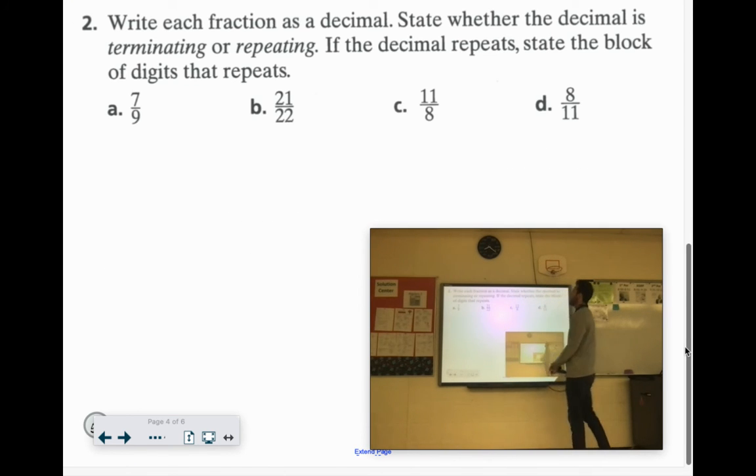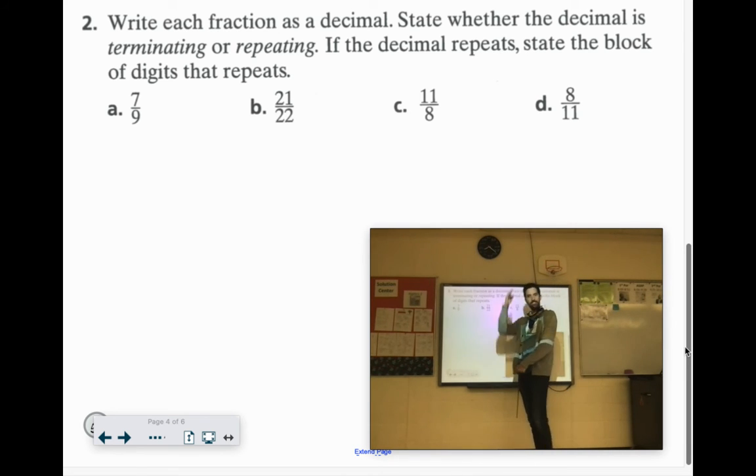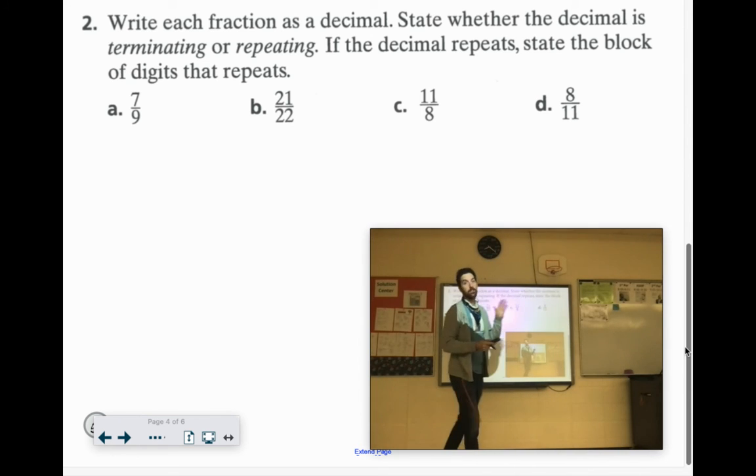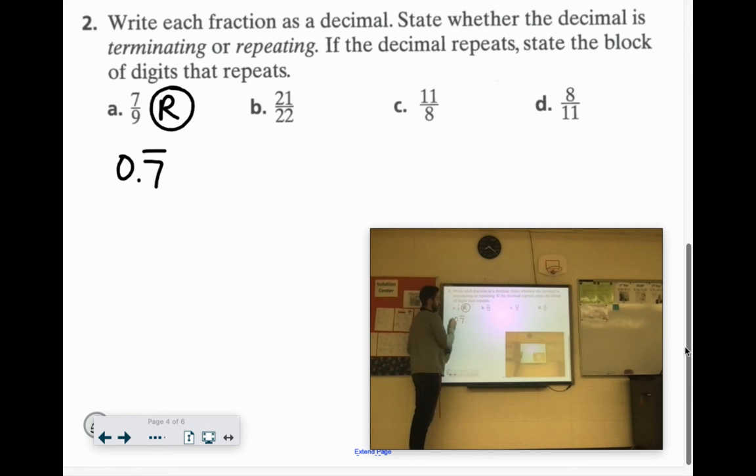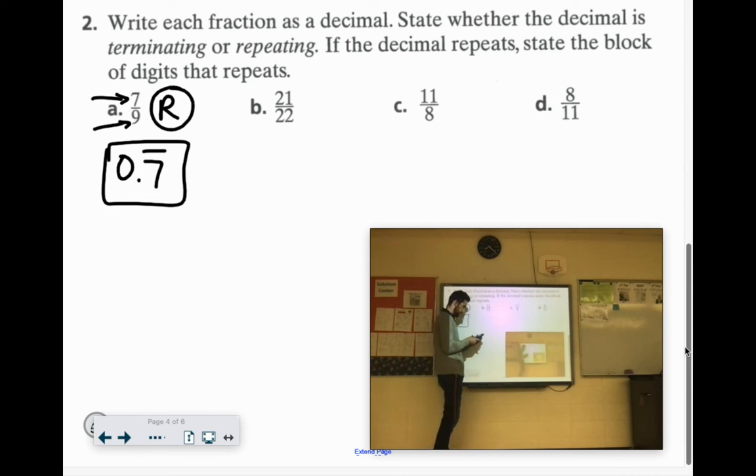All right, write each fraction as a decimal. State whether the decimal is terminating or repeating. If it ends, it terminates. It's the terminator. If it goes on forever, obviously it's repeating. So 7/9, you'll see a bunch of 7s and then maybe some rounding. So this is a repeating decimal. We'll write R. And the way we're going to write that is 0.7 with the bar over it. Anytime you have something over 9, it's just going to be whatever the numerator is with a bar over it. 21/22.